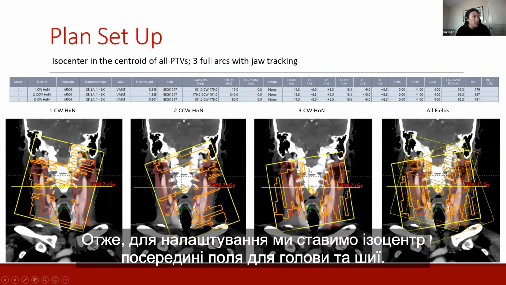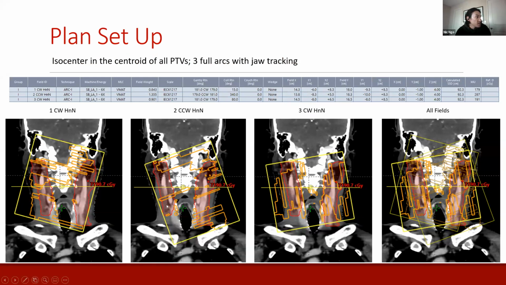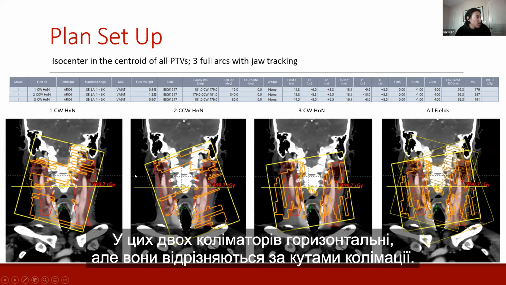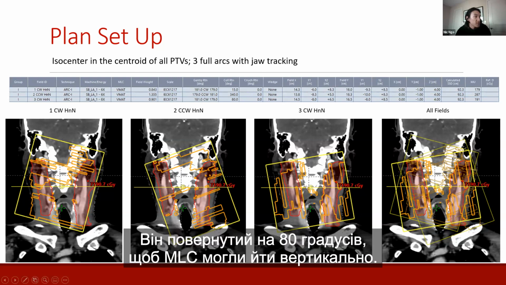So for setup, we like to put the isocenter in the middle of the field for head and neck. And then you can see here that the collimators are turned differently. These two have horizontal collimators, but they're different in terms of collimation angles. One is 15, one is 34. This is the third one. It's turned 80 degrees so that the MLCs can go vertically.